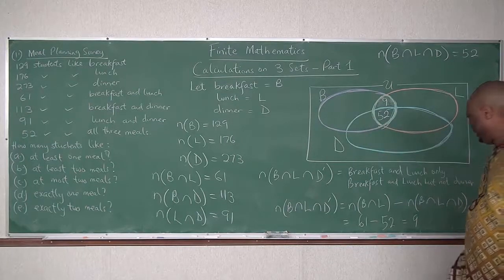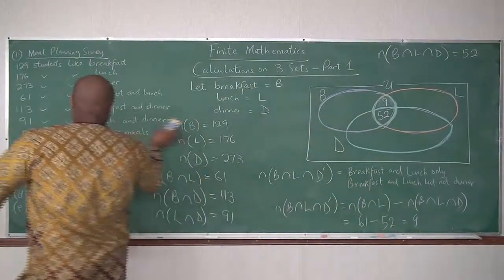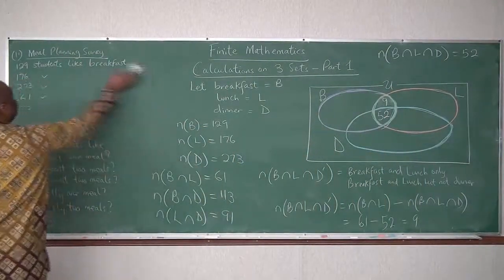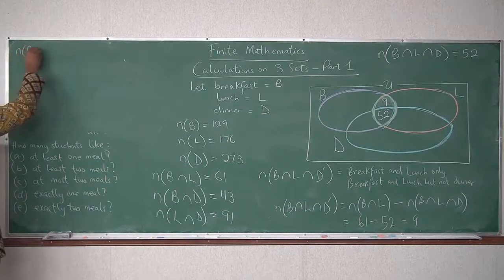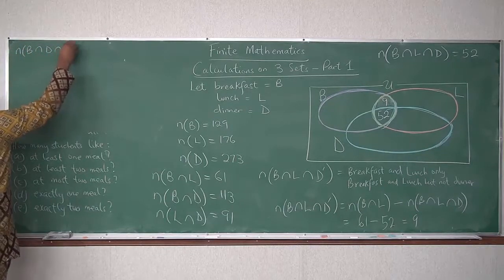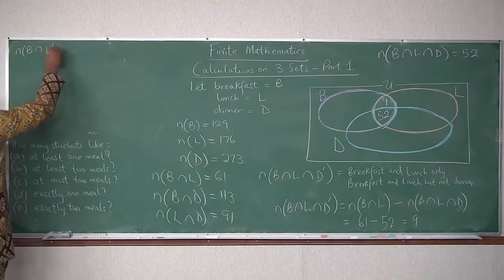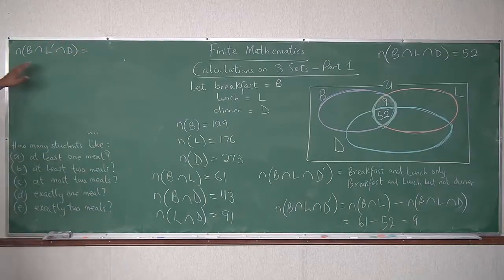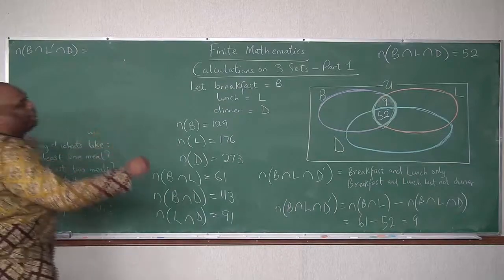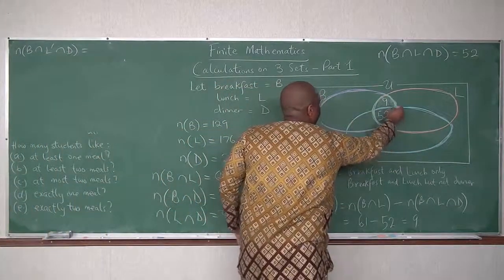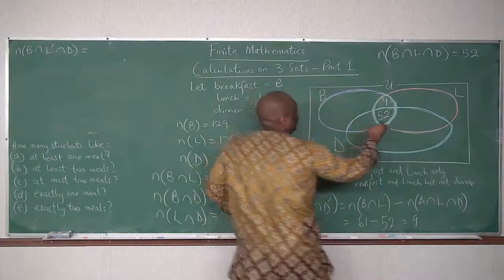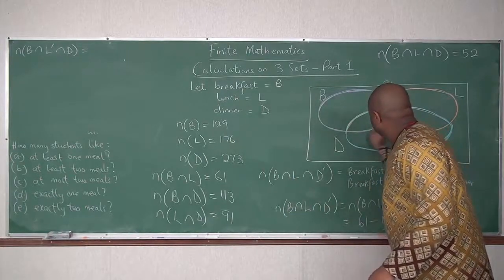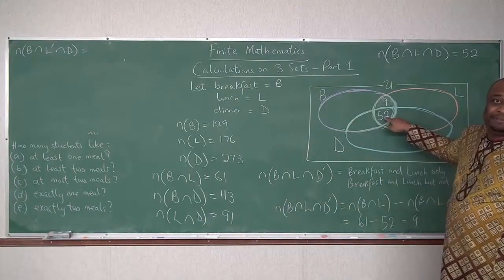Breakfast and dinner only. I've got to erase this so I'll have space to write this. So, breakfast and dinner only, intersect lunch prime. You can write it breakfast, lunch prime, intersect dinner. They don't like lunch at all. So, if you look at it, breakfast and dinner is this whole area here, everybody here. It included the 52.